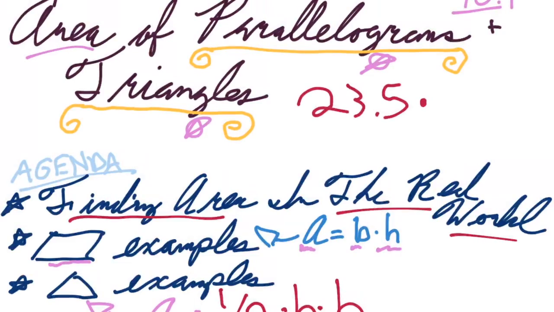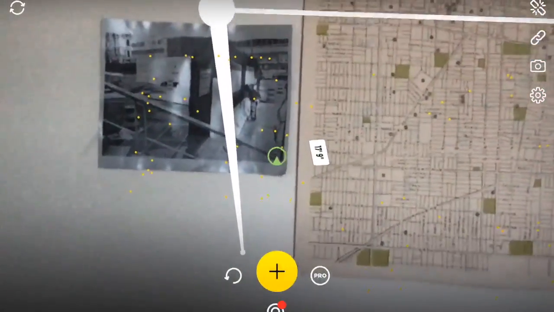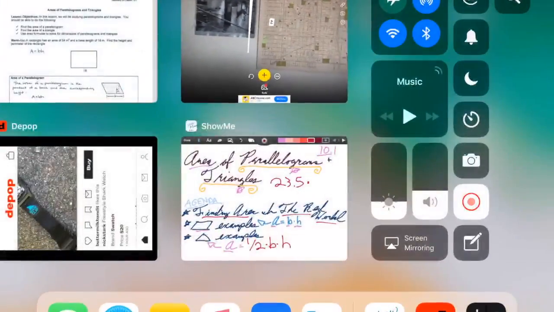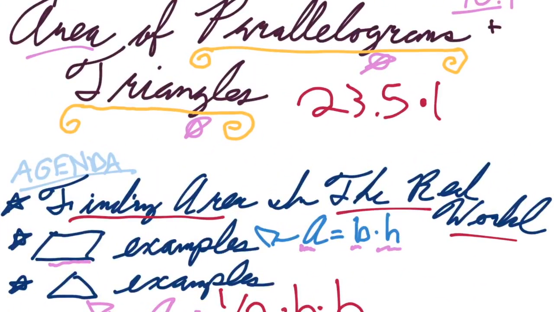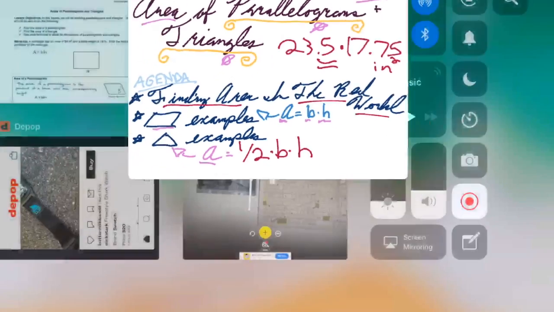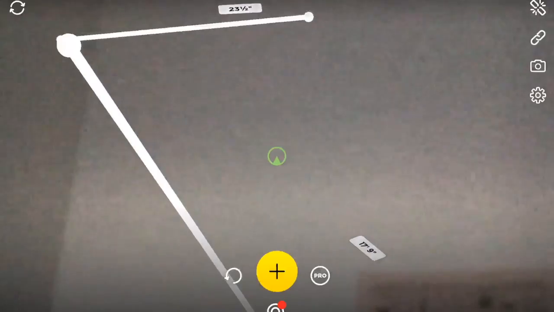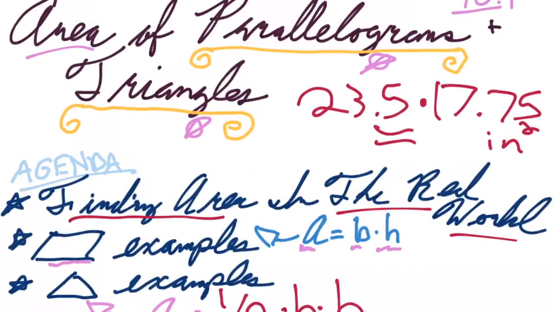So if I had to find the area of this, I would do something like 23.5 multiplied by our height, which was 17 and then 9. So you could write this as like 17.75 inches. And if you multiply the two, that would give you the area. So how much area would this picture cover, approximately? Sometimes these apps are, now look at it, the measurements are all over the place. So sometimes these apps are a little wonky, but this was a quick way of how area could be found in the real world.